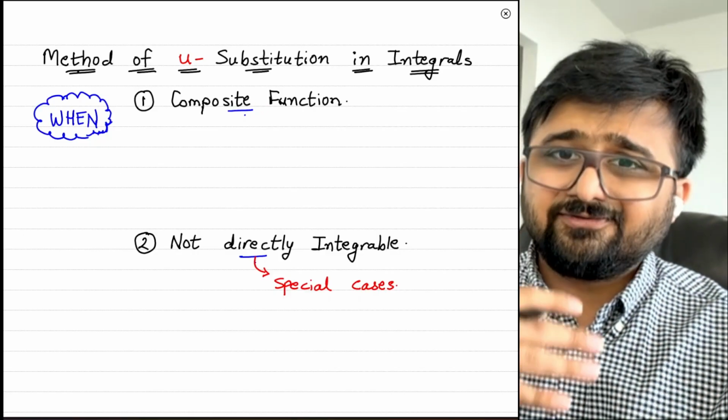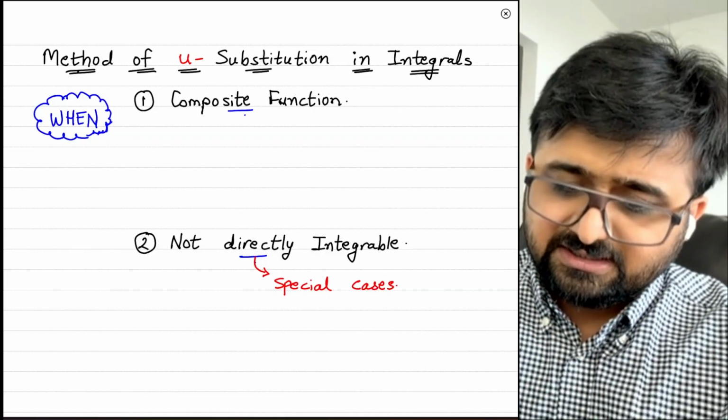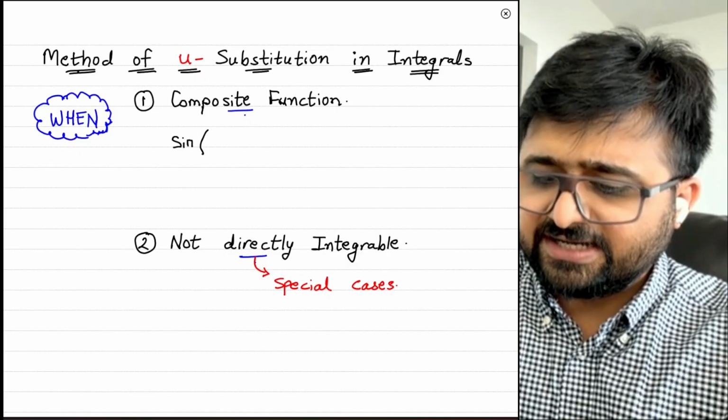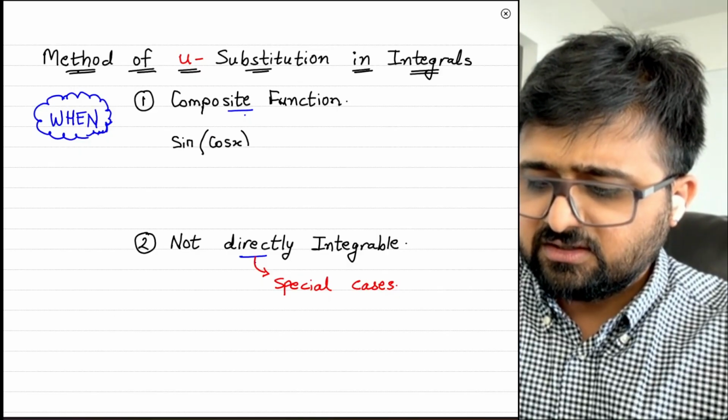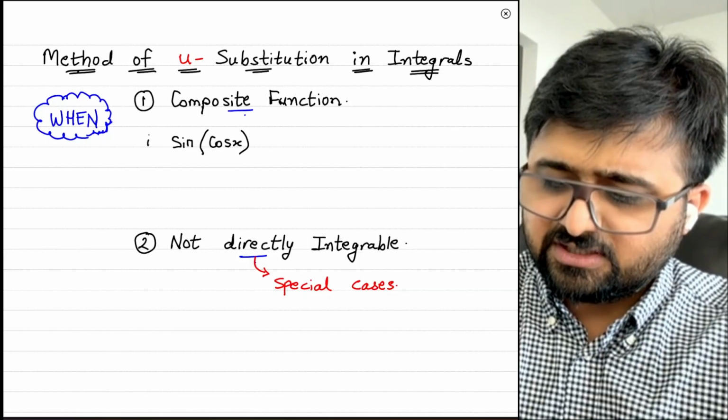Composite functions are the functions which are a function within a function. Let me give you an example. Let's say I have a function sine, and then inside of sine, let's say I have cos x. Now this is an example of a composite function. That's example number one.